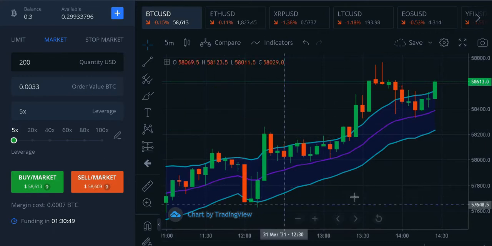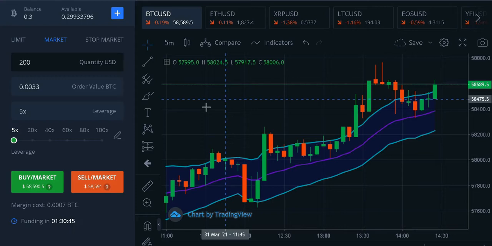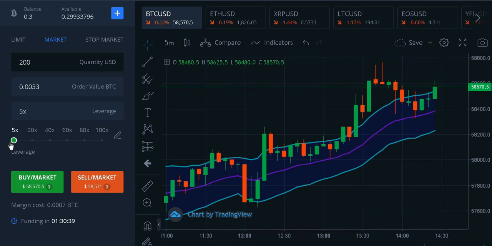Notice how you can get everything you need on one screen in Margex. It is so simple. And here is the leverage slider. How much leverage do you want? Do you want 5x, 20x, all the way up to 100x leverage?